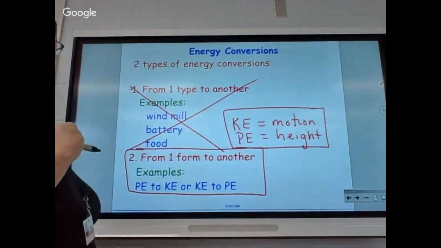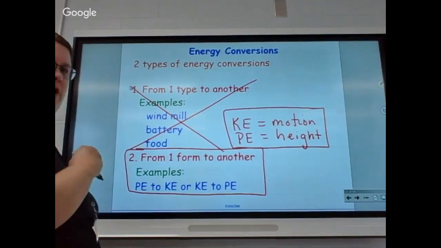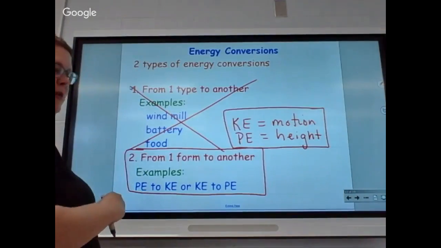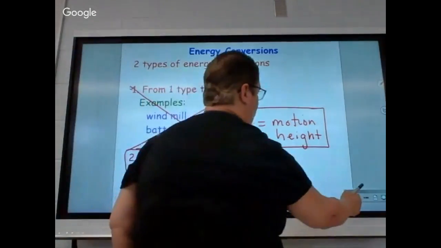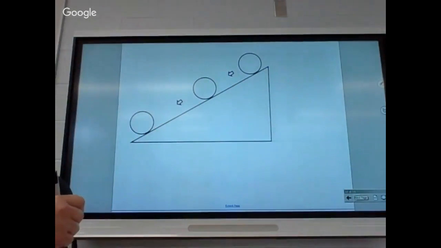Now, you should have watched a video on a roller coaster that was 2 to 3 minutes long before you watched this video. Okay? Now, if you need to, pause the video and write that down. Now, first thing we're going to look at is a ball rolling down a hill.